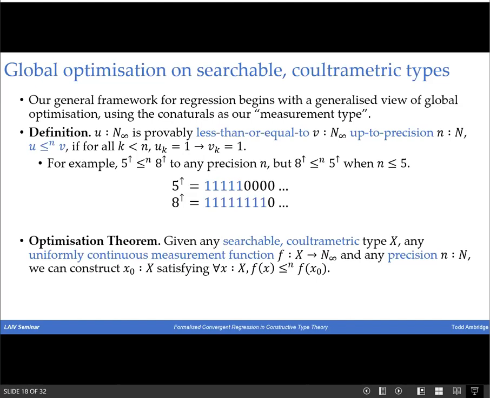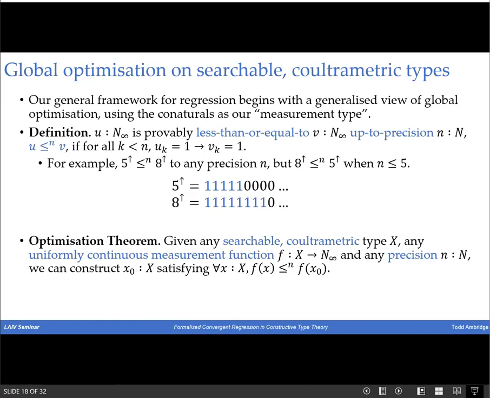And then we get an optimization theorem from this, which we're not super happy with, to be honest. What we say is for any searchable co-ultrametric type, so these are the types I introduced when we looked at Agda, and any uniformly continuous measurement function, so the type is x, the measurement function is x to the extended naturals, and any precision level, then we can construct x0, which satisfies for any x, x0 is the optimum argument. So it's better than x. It's got a higher codistance. It's a smaller measurement essentially because it's codistance. Remember, up to point n.